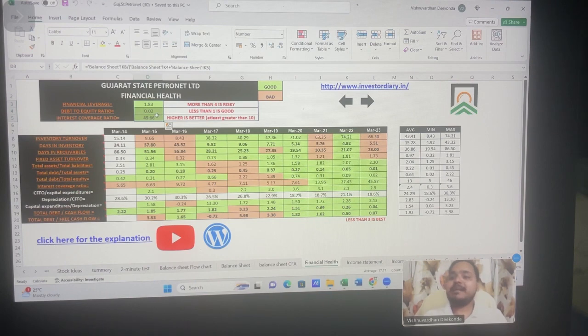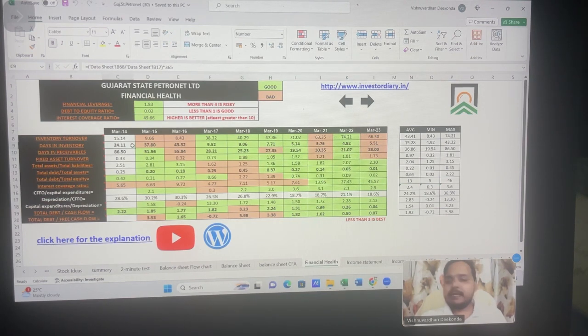If all the cells are in red, then we consider it as a bad company. I mean, company with weak financial health. Days in inventory. You can see the days in inventory. You can check the receivable days here. Lower is always better. With GSPL, consistently these numbers are improving.